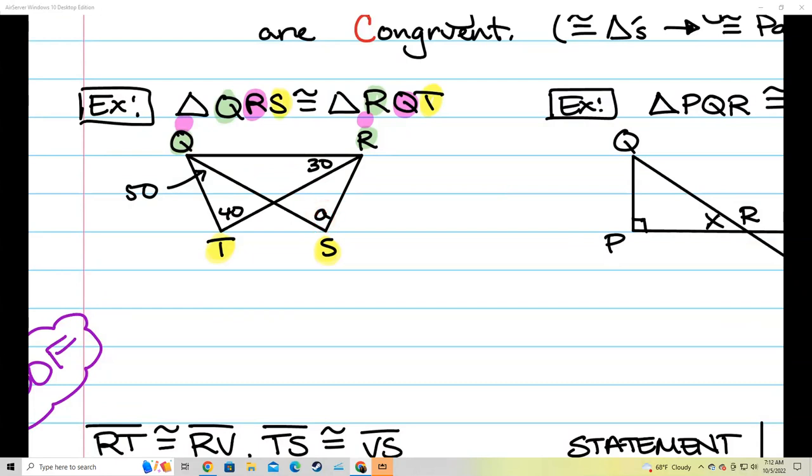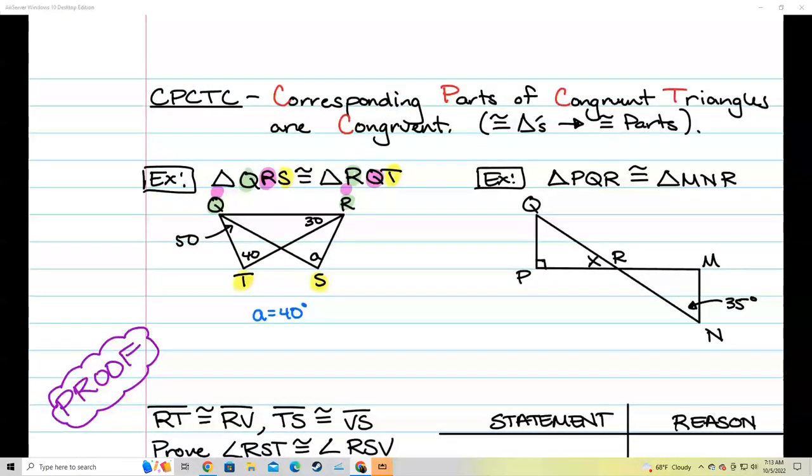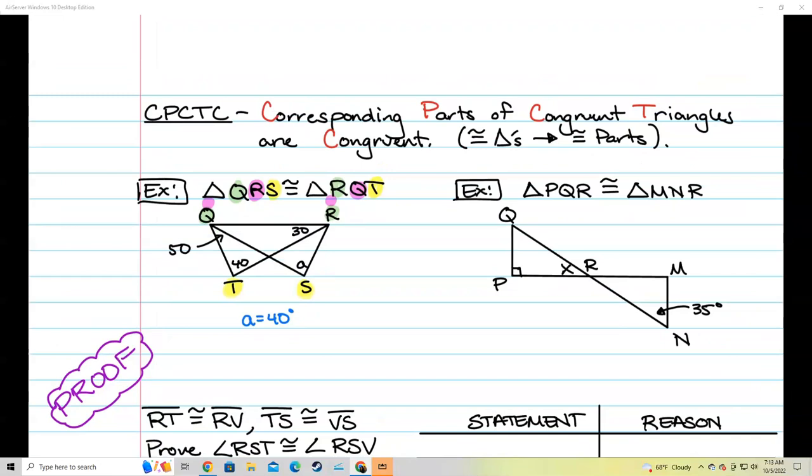Well, since the triangles are congruent, I know their parts are congruent. That's what CPCTC stands for. Corresponding parts of congruent triangles are congruent. So because these two match up with each other, then I can say that this angle is in fact the exact same thing as this angle, and I can say that A is equal to 40 degrees. And we're done with that one. I was able to solve for A. Okay, let's try the next one.